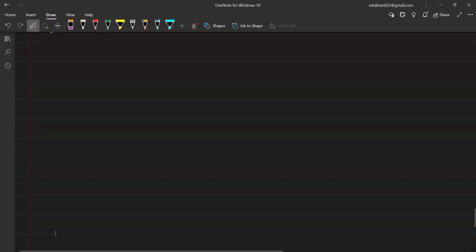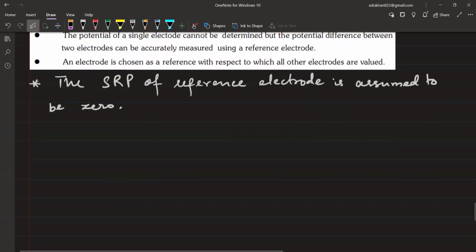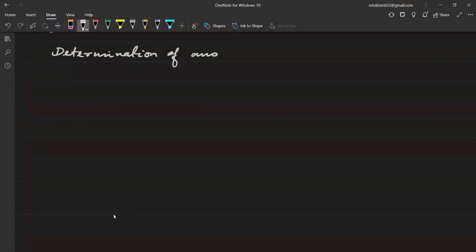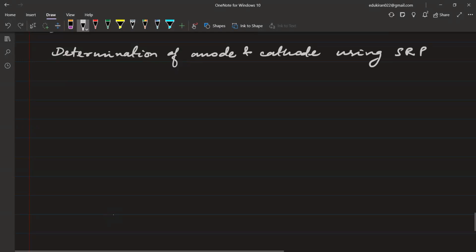Okay. So today, what we have learned: now after the reference electrode, we will study a specific reference electrode, and that is the standard hydrogen electrode. We'll understand the standard hydrogen electrode in the next class. Now, let me just summarize what we have learned in today's class. First of all, determination of anode and cathode using standard reduction potential. What do we find out from standard reduction potential? We can also determine what is the anode and what is the cathode.